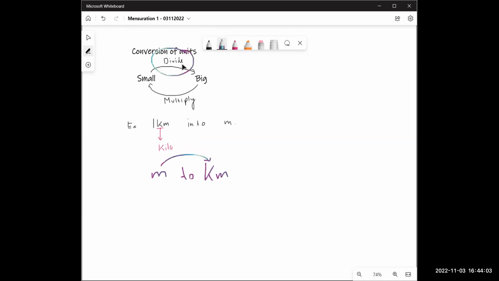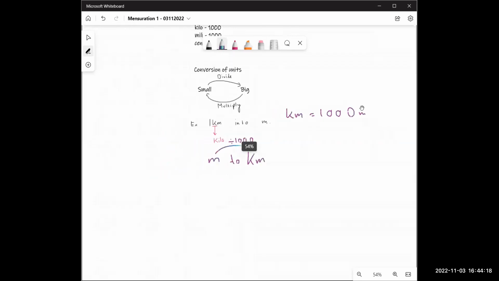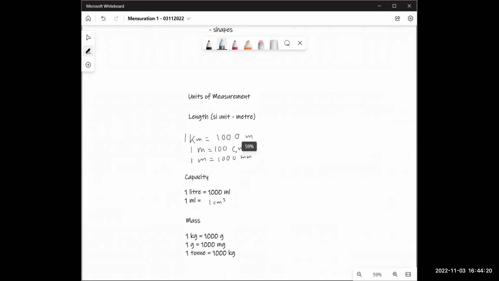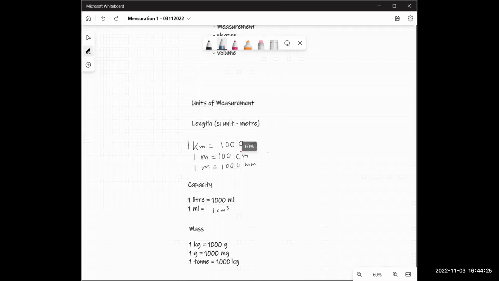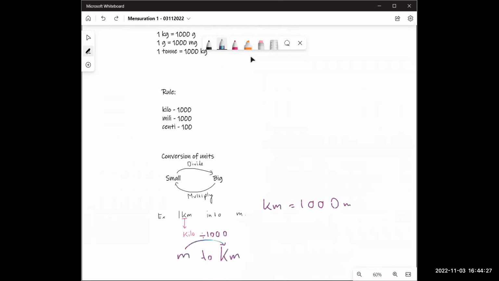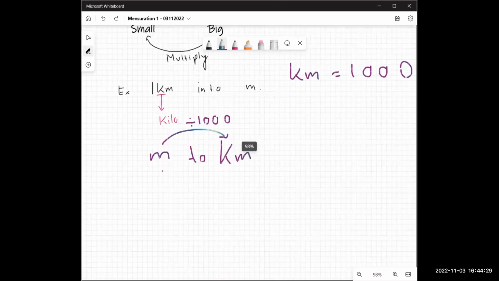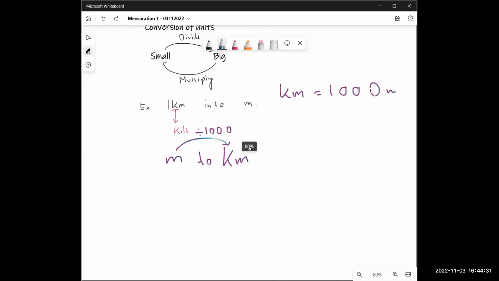Small to big is always divide. So meter to km, we divide by 1000. Is that clear? Because 1 km is equal to 1000 meter. You have done this already. 1 km is 1000 meter. When you know the rule already and now you have to convert, when you go from small to big, you divide by 1000.